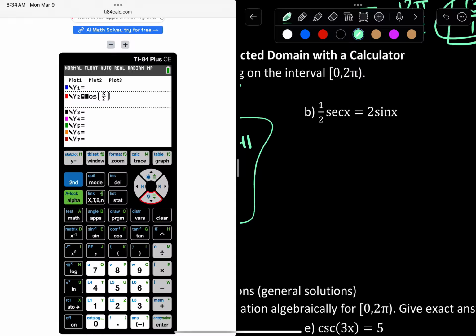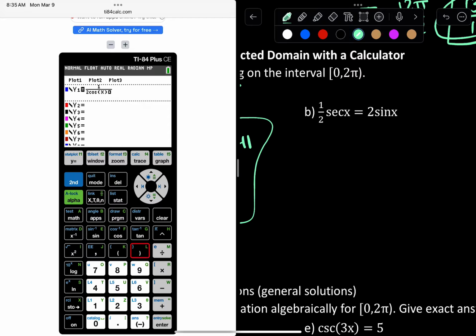So how I want to type this in the calculator is I'm going to reciprocate the trig, but everything else will stay the same, including any coefficients and anything with the input, okay? So I'm going to create my fraction bar. I have a 1 in the numerator and then 2. That's my 1/2. And then I'm going to have my cosine in the denominator.